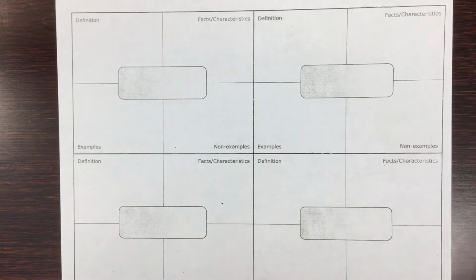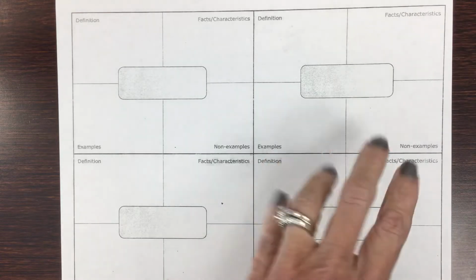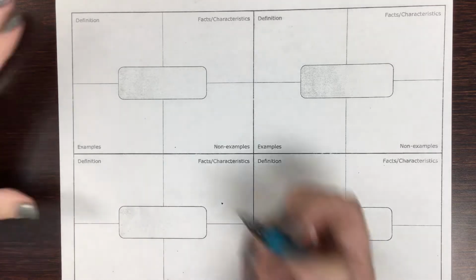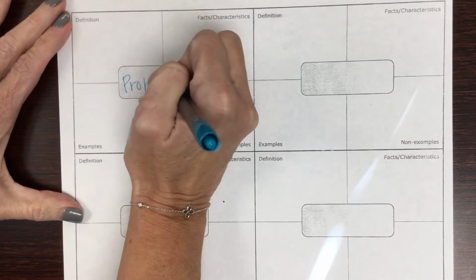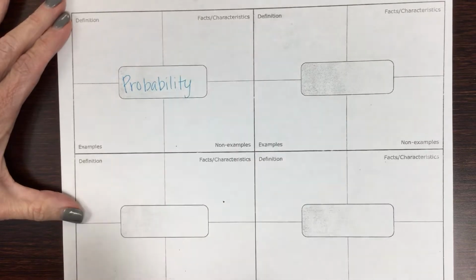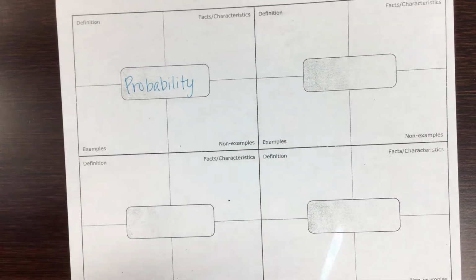All right, with our new probability unit, we're going to go ahead and introduce some vocabulary today. We're going to start with 2 words today, and then we're going to save this other area for later on. So the first word that we're going to start with is probability. So we're going to just put a vocabulary word in the center.